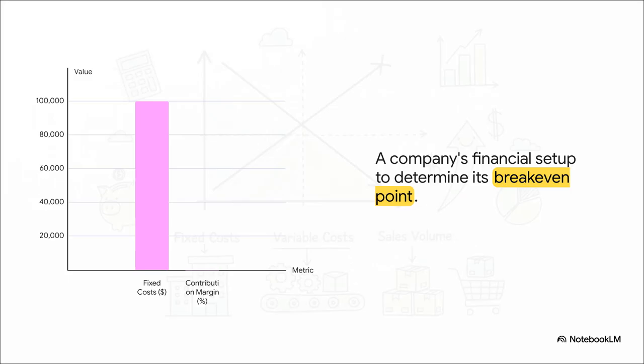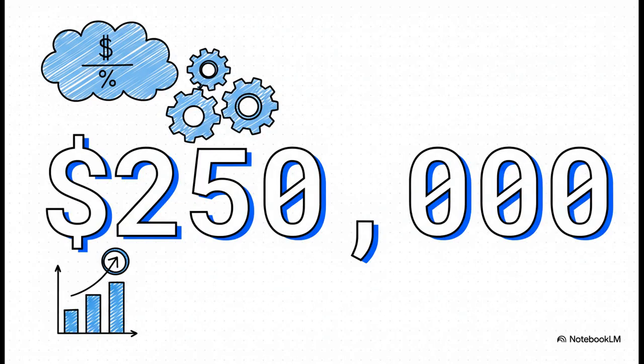Okay, so let's set the scene. We've got a company, and their fixed costs are $100,000 a year. That's their rent, their salaries, you know the drill. And they've done their homework and figured out their contribution margin ratio is 40%. So here's the million-dollar question, or maybe the $100,000 question: how much do they have to sell just to break even?